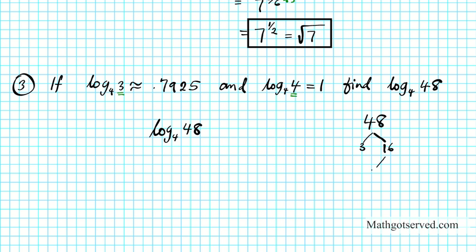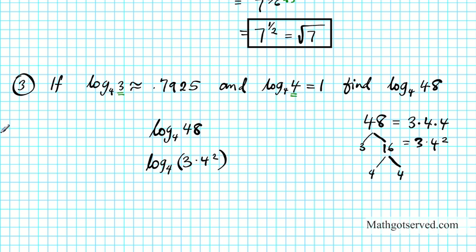So I can take out a 4. 4 goes here 4 times. So I can express 48 as 3 times 4 times 4, which is the same thing as 3 times 4 squared. Alright? So now I'm going to express this logarithm as log base 4 of 3 times 4 squared.